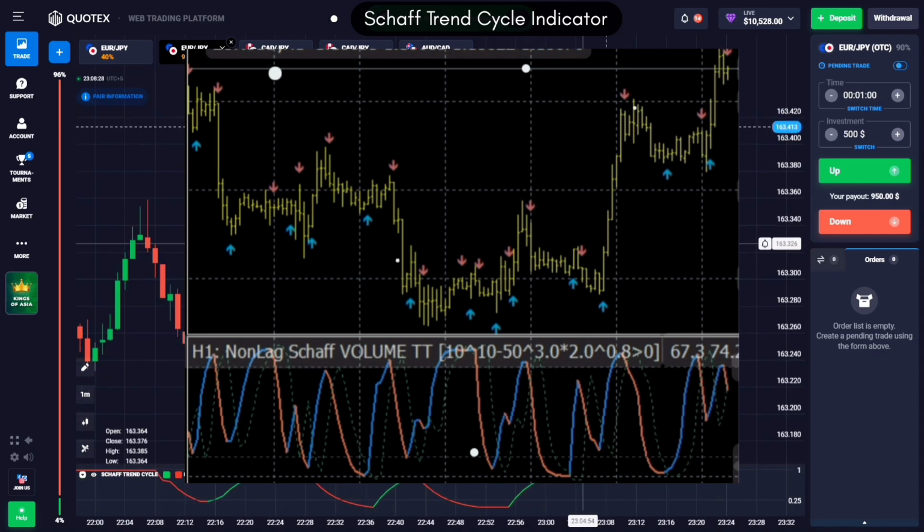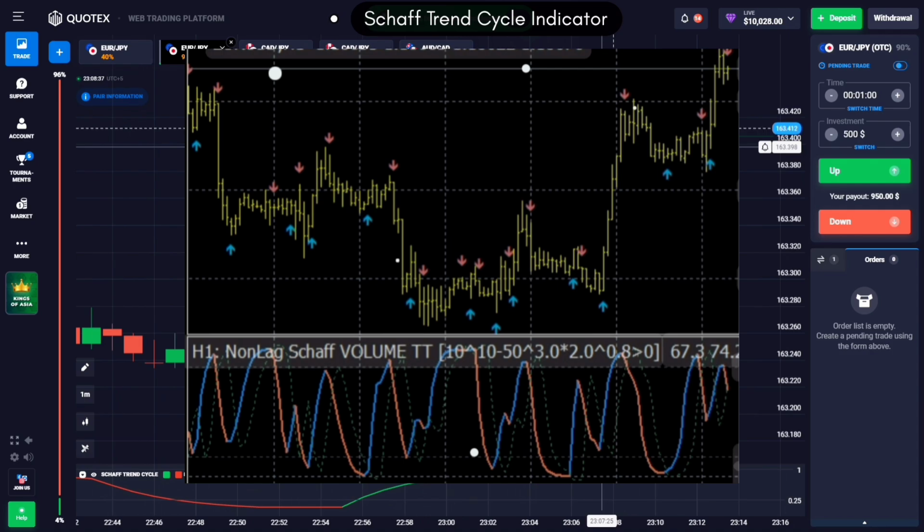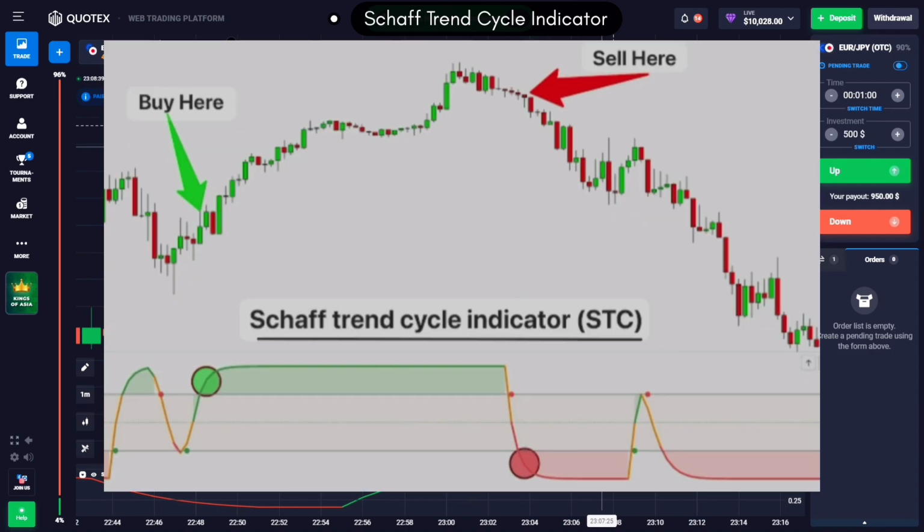Cycle analysis: the indicator also plots a cycle line that identifies potential trend reversals. When the cycle line crosses above the trend line, it's a bullish signal. When it crosses below, it's a bearish signal.